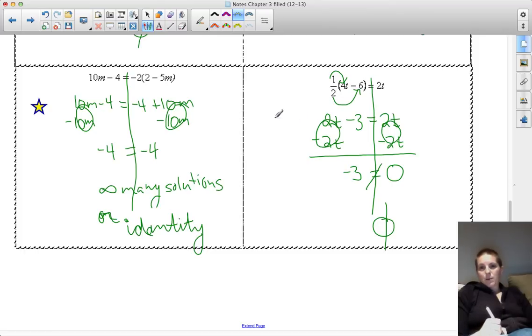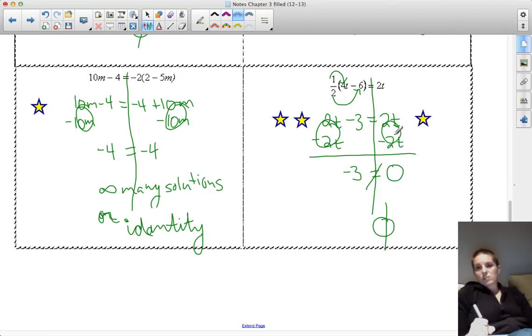Similarly, in this second problem, if you get to this step, and you say 2t minus 3 equal to 2t plus or minus 0, and you notice right away, well, that can't happen. You can't subtract something and not subtract something and have the same thing. So that this is an empty set problem, that's fine.